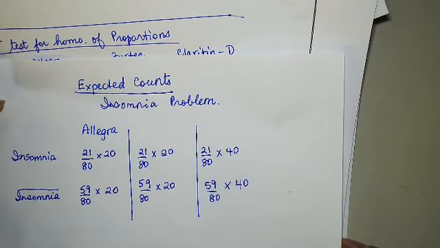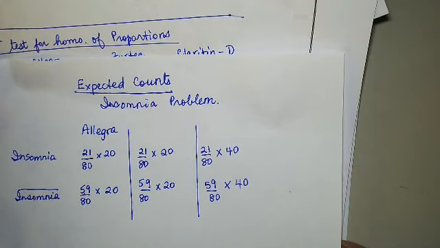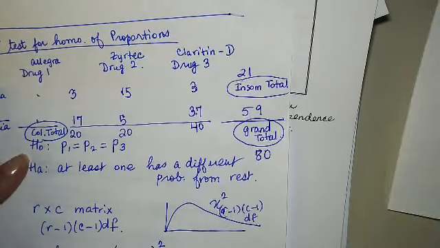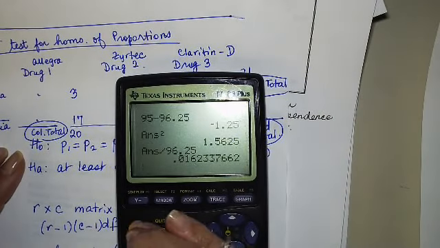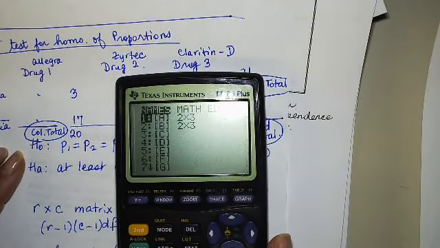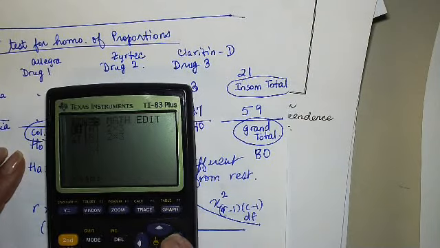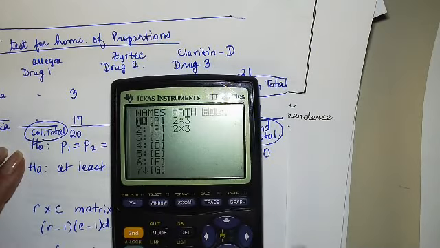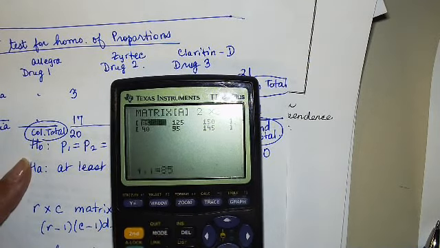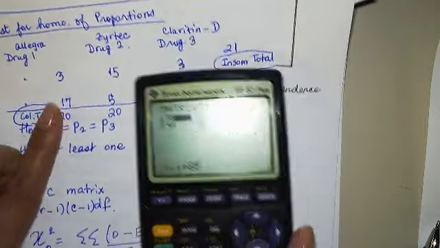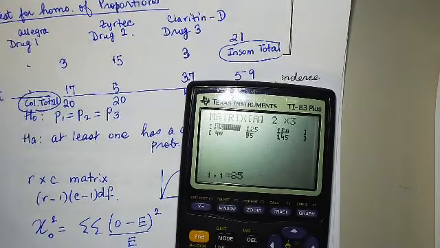And then lastly, 21 over 80 times 40, because the new column total is 40. And this one would be 59 over 80 times 40. Row total, grand total, column total. And that's how I would get my expected counts if I was forced to do it by hand. Right? I don't want it to be so sloppy and ridiculous that you're just sticking it in the calculator without understanding. So let's finish up this problem.